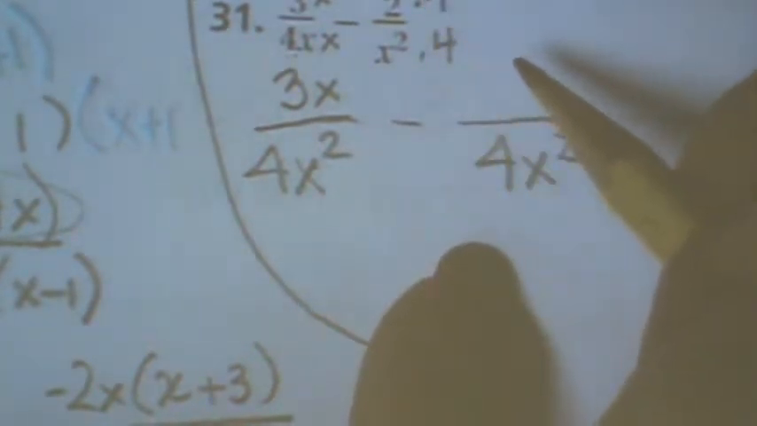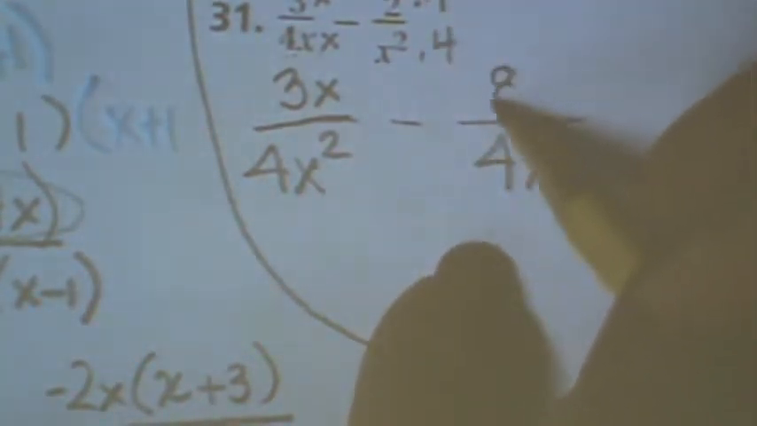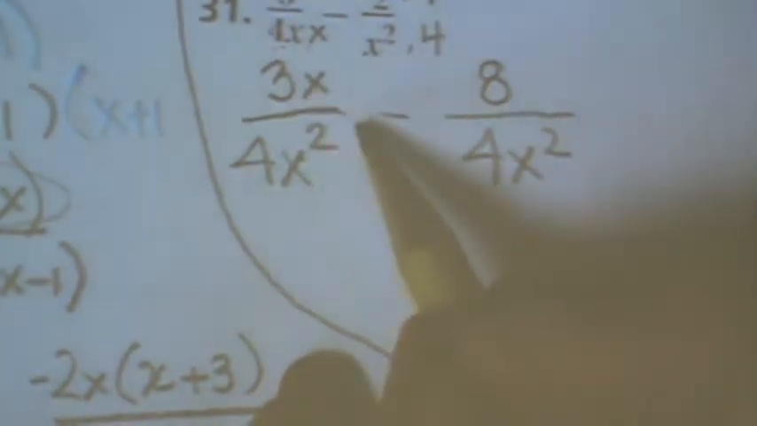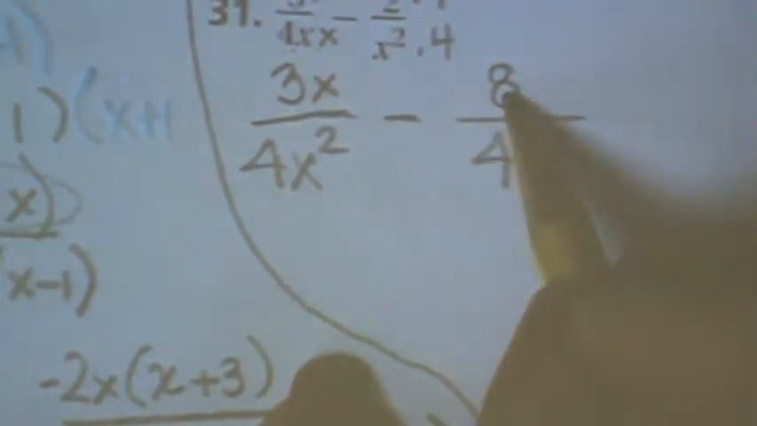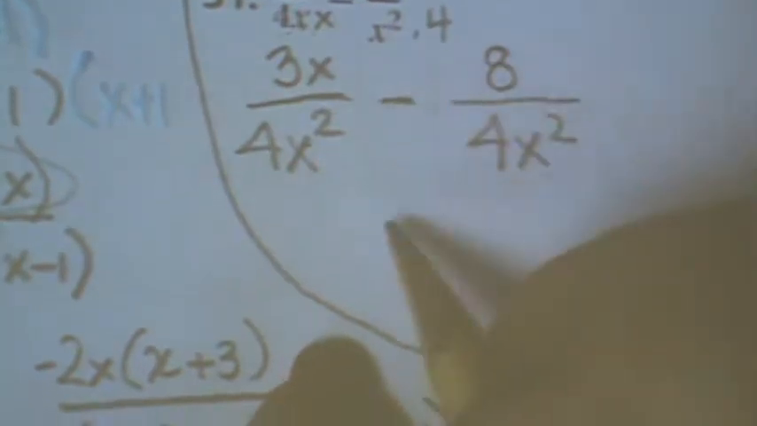How about right here? We've got x squared. What's missing? The 4. Yep, so it's gonna be 8. Finish it for me. 3x minus 8.